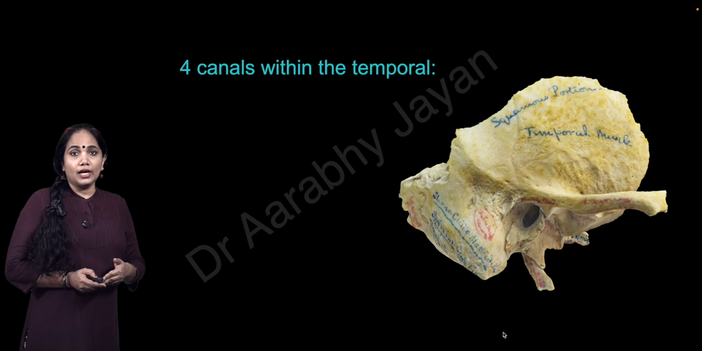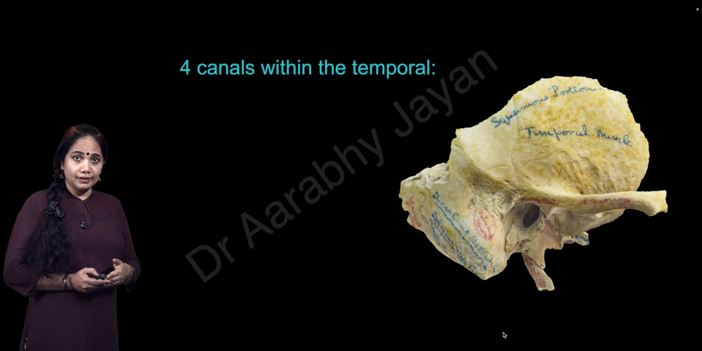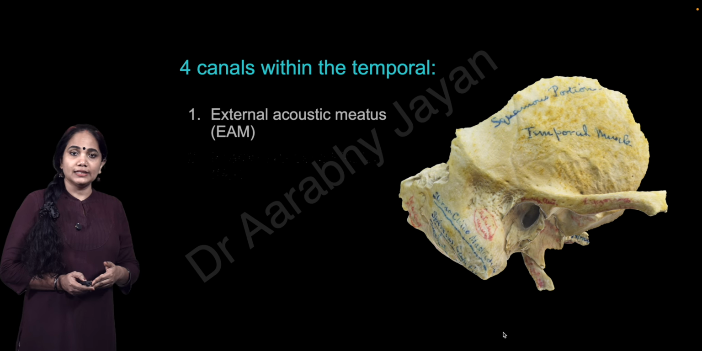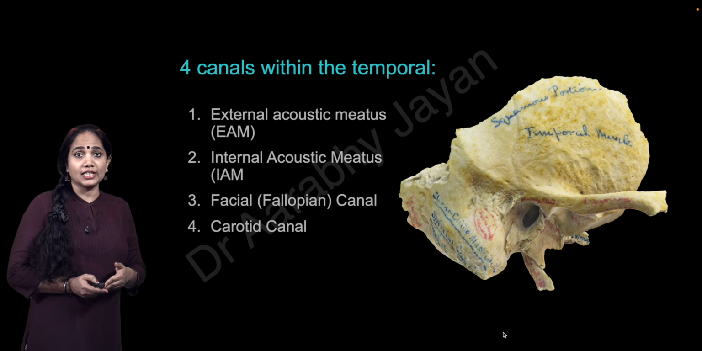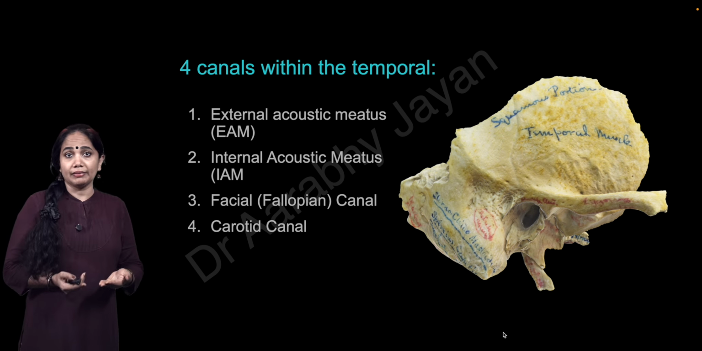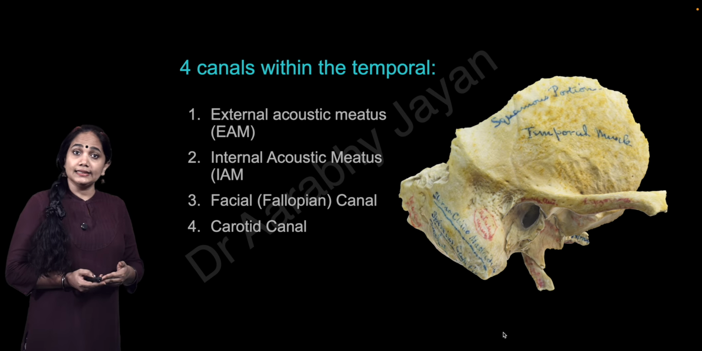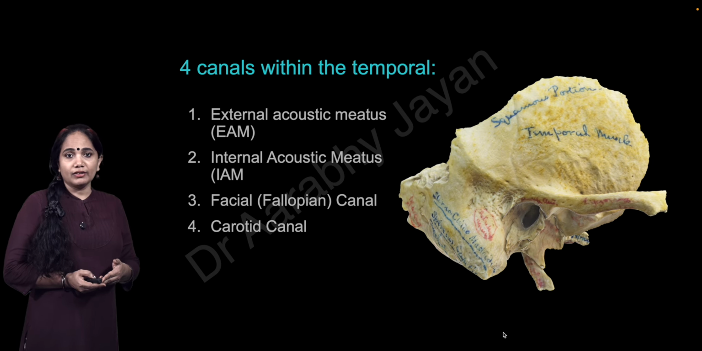Now let's go on and understand that within the temporal bone there are 4 main canals. The first one is the external acoustic meatus, which carries sounds from outside to the tympanic membrane. The next is the internal acoustic meatus, which transmits the labyrinthine vessels and the cranial nerves 7 and 8. Then of course we have the facial or the fallopian canal within it, which carries the facial nerve, and we have the carotid canal, which transmits the internal carotid artery.